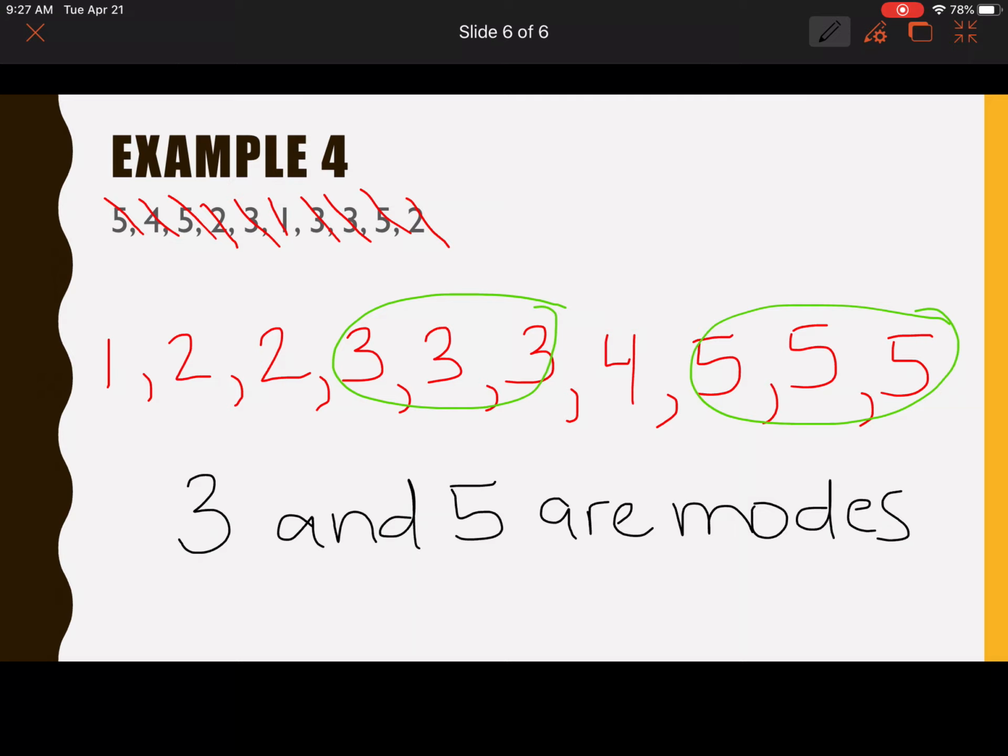Now you might be asking, well, 2 repeats twice. Why isn't that a mode? Well, 3 times is more than 2 times, so 2 is not going to be a mode in this case. Only 3 and 5 because they appear more times. They appear 3 times each.